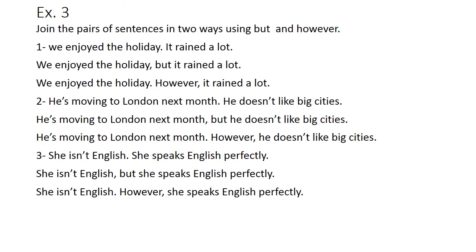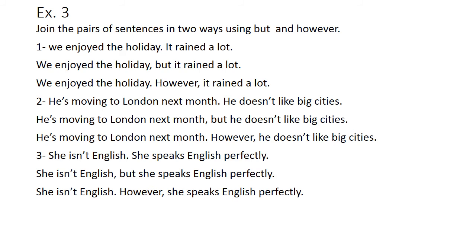We join these 2 sentences by but: we enjoyed the holiday, but it rained a lot. And we can say we enjoyed the holiday, however, it rained a lot. Number 2, he's moving to London next month. He doesn't like big cities. We can say he's moving to London next month, but he doesn't like big cities. And when we use however, he's moving to London next month, however, he doesn't like big cities.